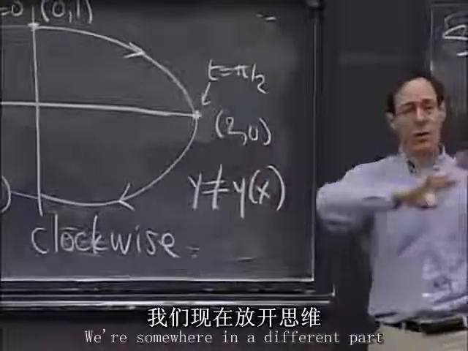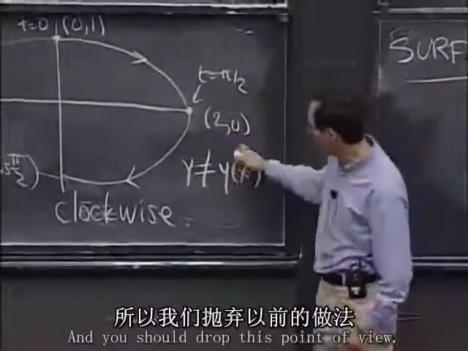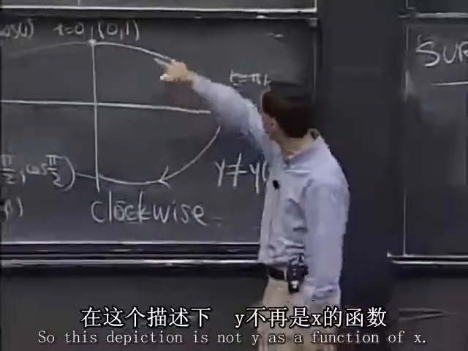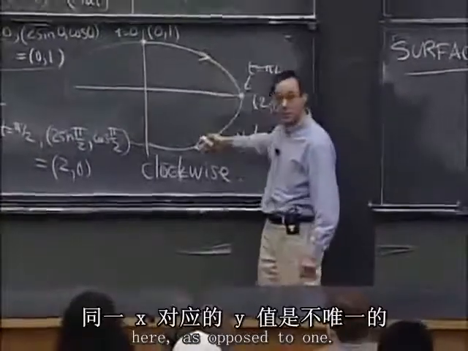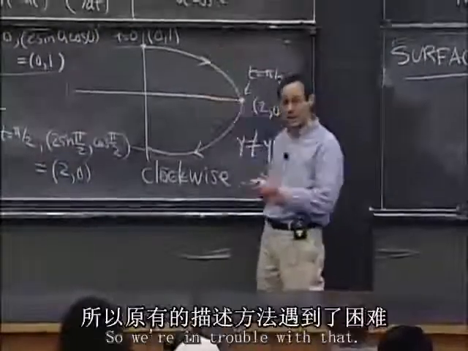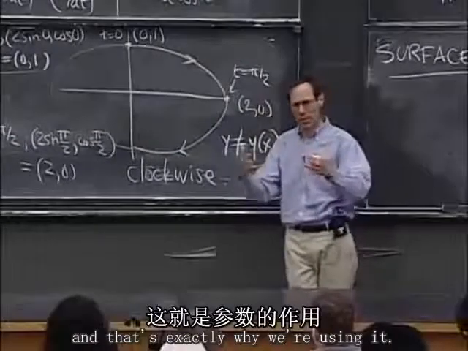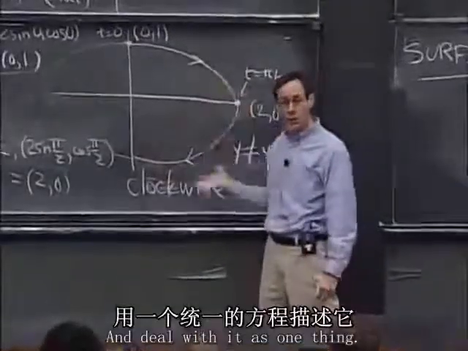We're somewhere in a different part of the universe in our thought, and you should drop this point of view. All right? So this depiction is not y as a function of x. Well, that's obvious because there are two values here as opposed to one. And we have this background parameter t, and that's exactly why we're using it, so that we can depict the entire curve and deal with it as one thing.